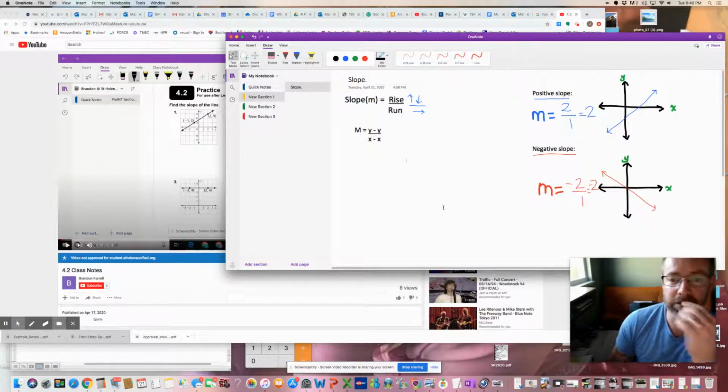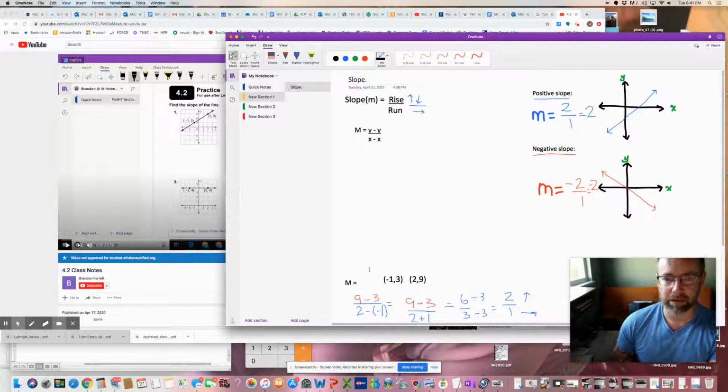Well, if you remember, the first thing I said was we can only use this formula if we have two ordered pairs. You can see over here in Mr. Farrell's video, in problem number 1, they use the points (-1, 3) and (2, 9). So I'm just going to use that as well. I drew some stuff in advance here, and we're going to fill this out using these points.